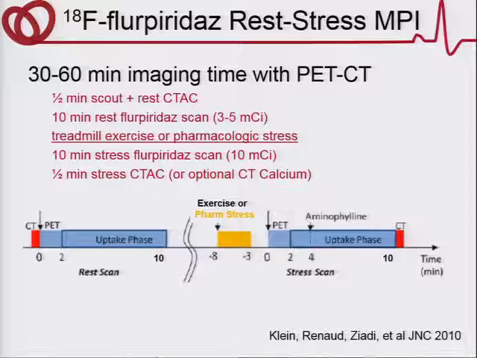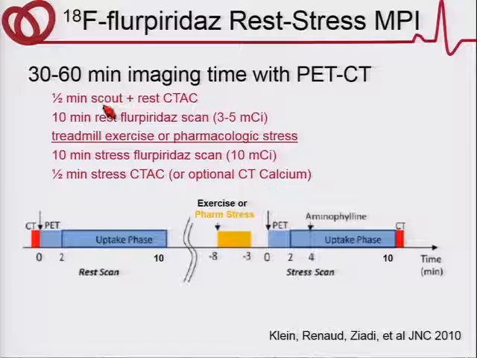Very briefly, I'll mention another tracer that's under development, not approved yet. Some of the initial results for flurpiridaz in phase 3 trials were announced at the end of last year. And so we're, as a community, anxiously awaiting approval of this agent. By all accounts, it has very similar imaging properties to N13 ammonia. Again, incremental dosing regimen is being recommended, and it's amenable now to treadmill exercise or pharmacologic stress. A short protocol might be 3 millicuries at rest followed by 10 millicuries at stress.